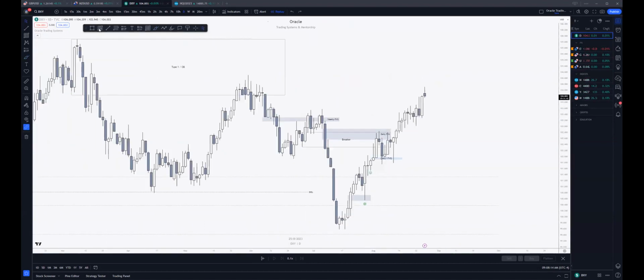I don't want to marry the bias yet. But if we do start to see the signs of order flow shifting, this is not the order block, the order block's here. But anyways, type 1, all the same, semantics.